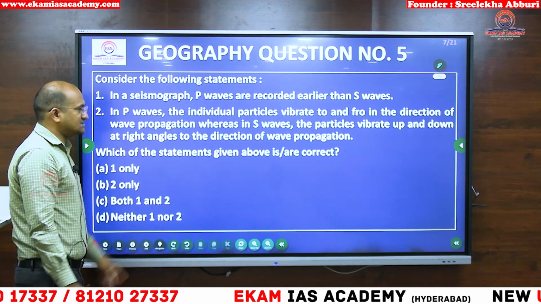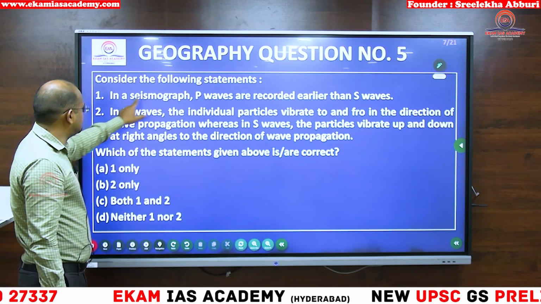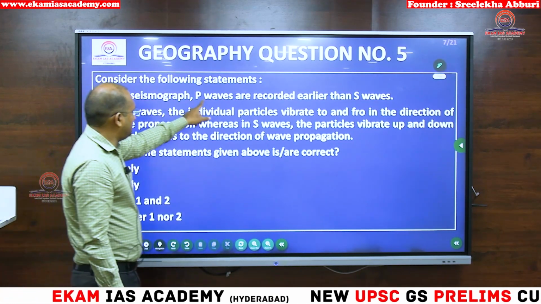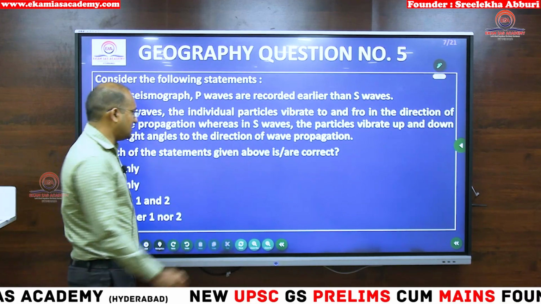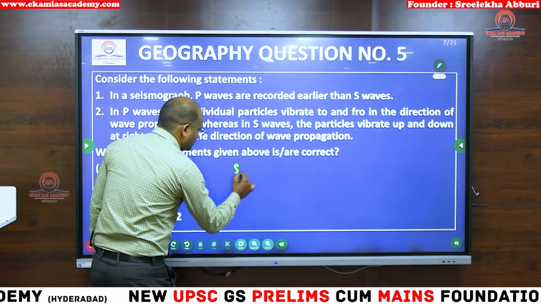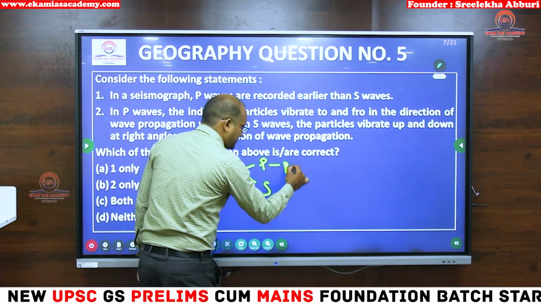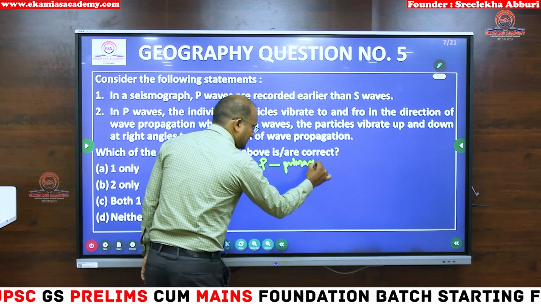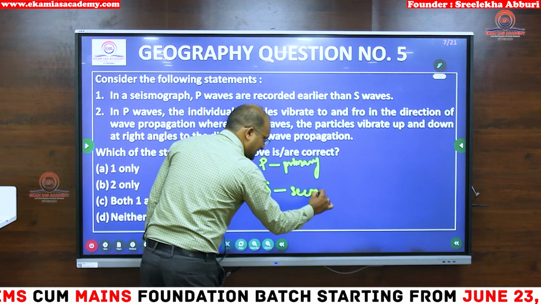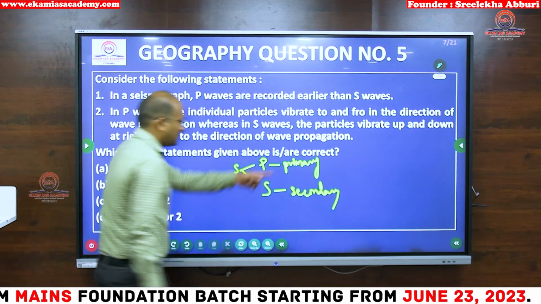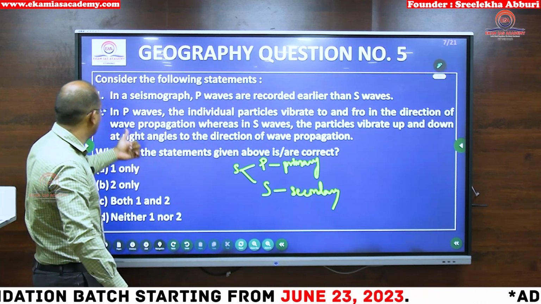Consider the following statements. Again, this is a basic NCERT question. In a seismograph, P waves are recorded earlier than S waves. That is a basic statement. In a seismograph, you will have two waves, P waves and S waves. P means primary, which itself says it will come first, then S waves, secondary. So, primary waves will come first, then S waves, a direct statement.